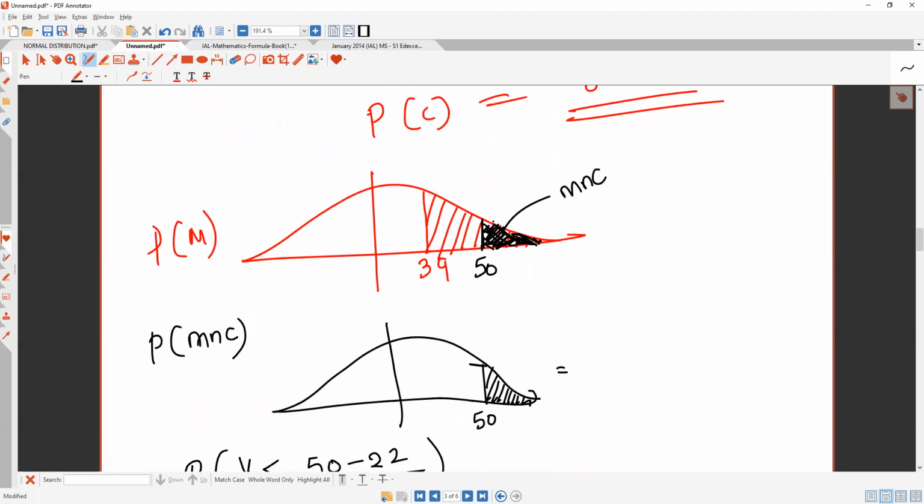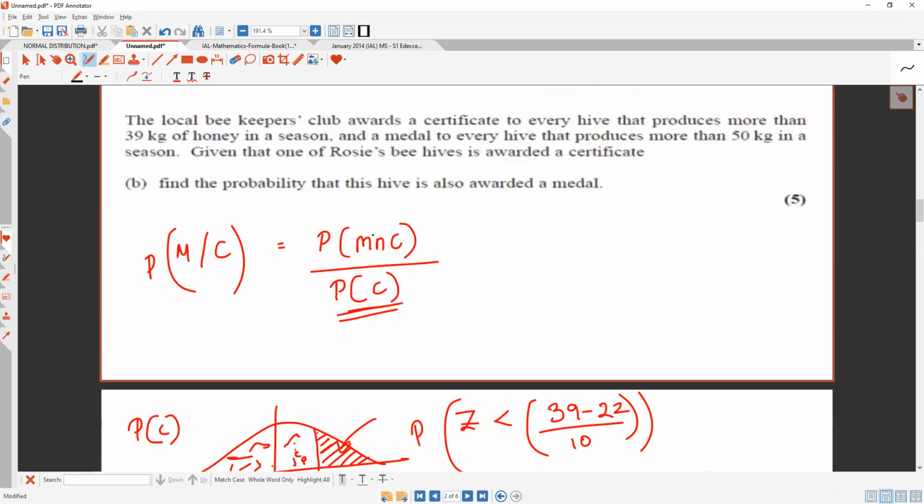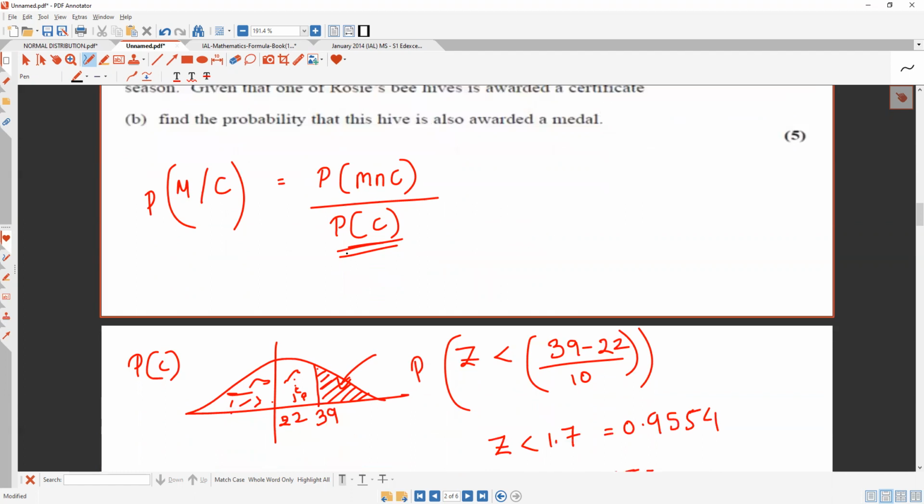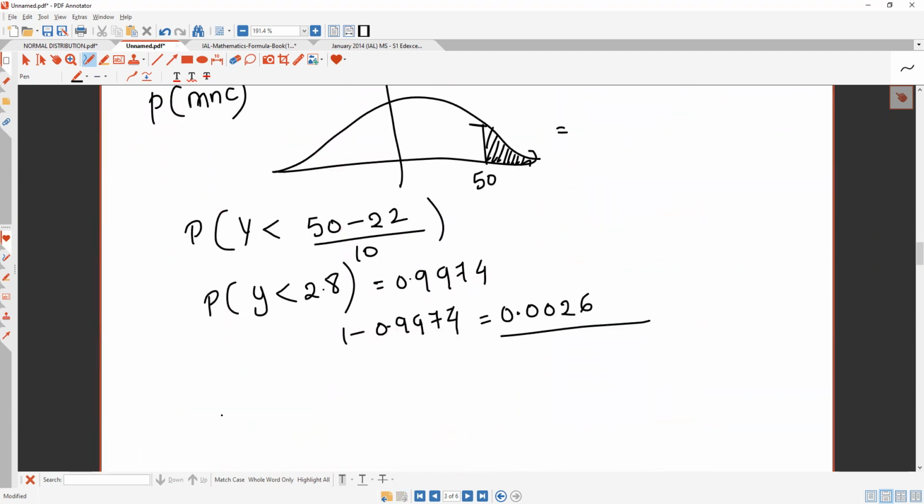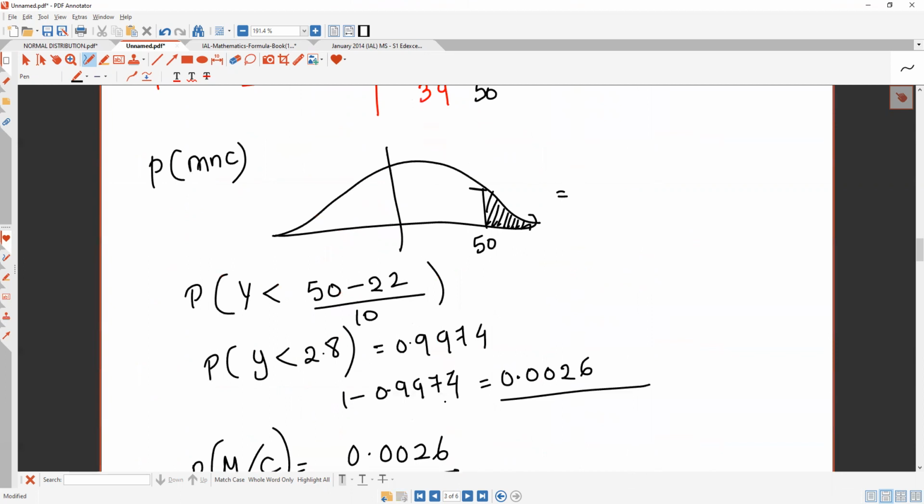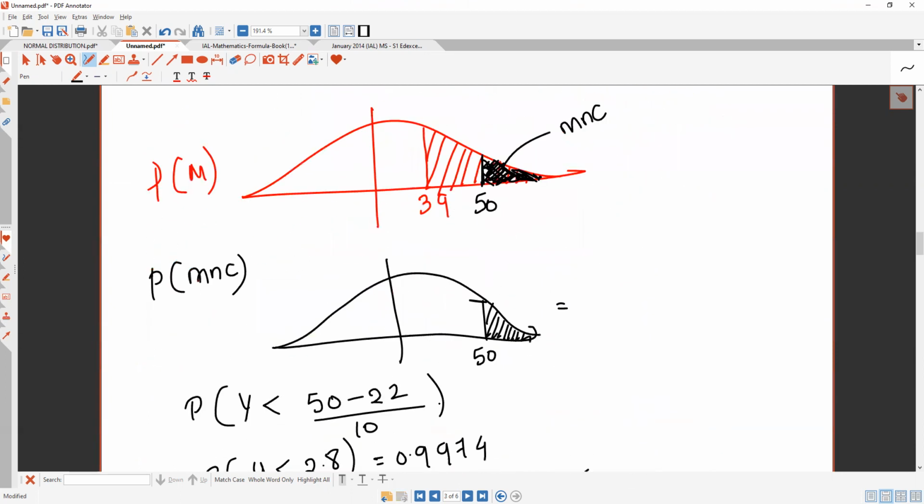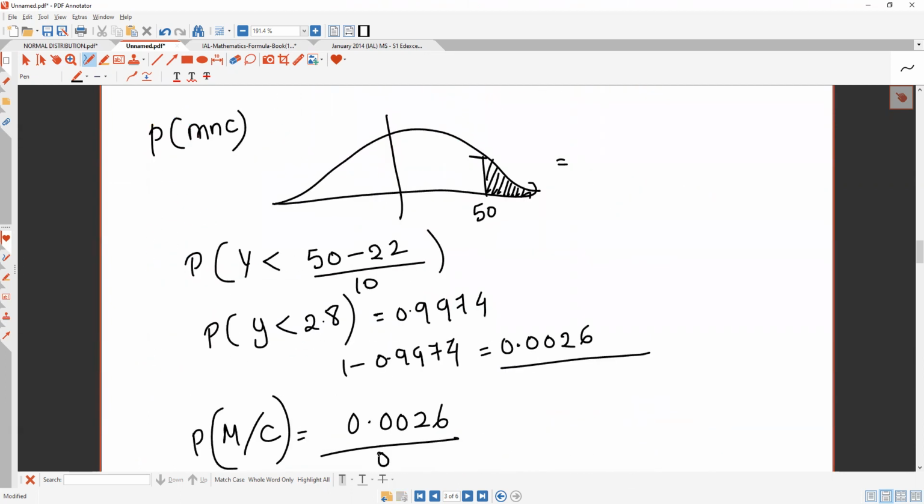Now you got M intersection C, and you got C. Just do M intersection C, 0.0026, divided by the probability of C. You will get your answer, because that's what we are looking for. Given that he gets a certificate, what is the probability he's going to get a medal? It equals M intersection C, which is 0.0026, divided by the probability of C, which is 0.045. Do this in your calculator. I'll pause the recording and see the mark scheme.